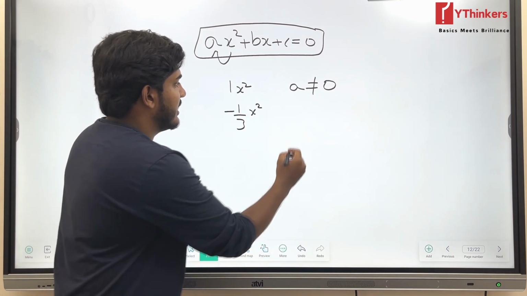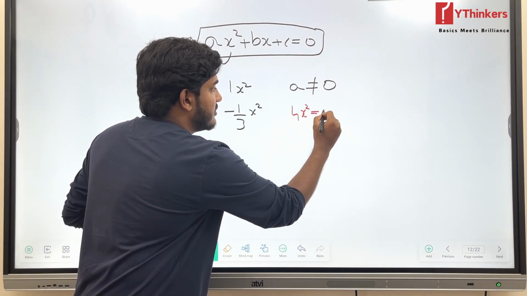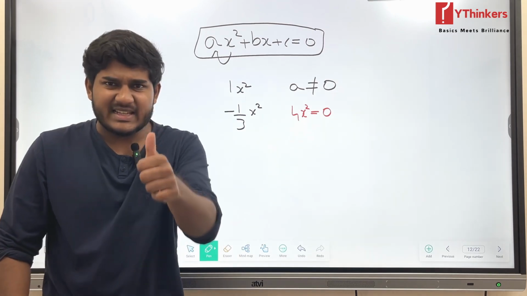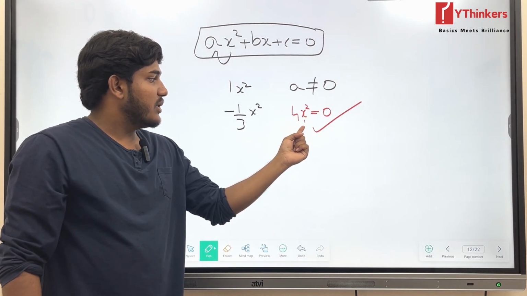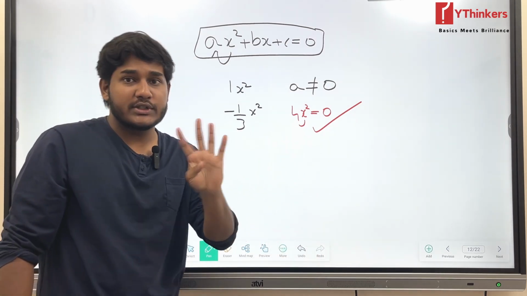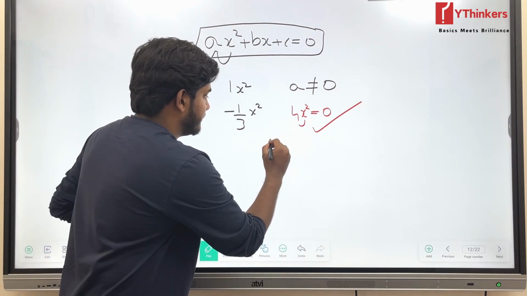Let me use a different color. If I write like this, 4x square is equal to 0. Is this a quadratic equation? Yes, it is a quadratic equation because the only condition is x square का जो coefficient है should not be 0. It is not 0. It is 4. Let's take one more example.